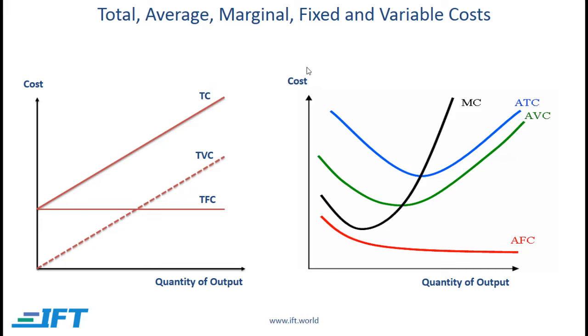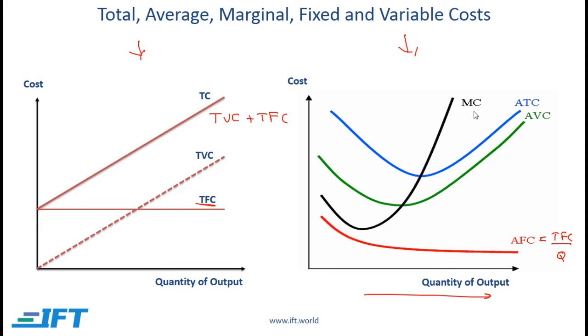On this slide, we look at the different cost curves. Here we have a very simple depiction of total fixed cost, total variable cost, and total cost, which is simply the total variable cost plus the total fixed cost. The graph on the right is more interesting. Here the red line represents the average fixed cost, which is the total fixed cost divided by quantity. Obviously, as quantity increases, the average fixed cost comes down.